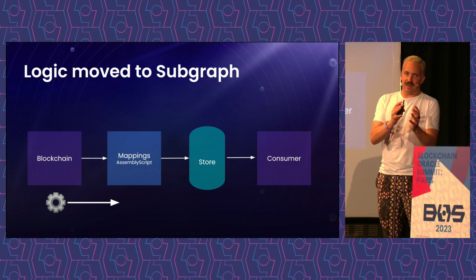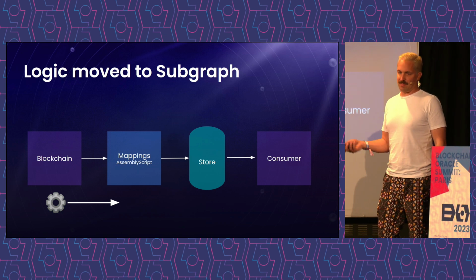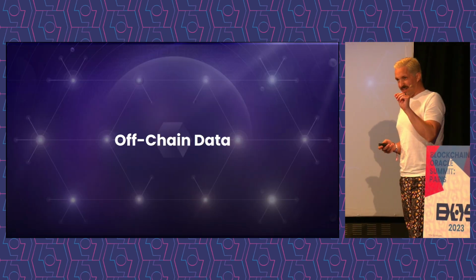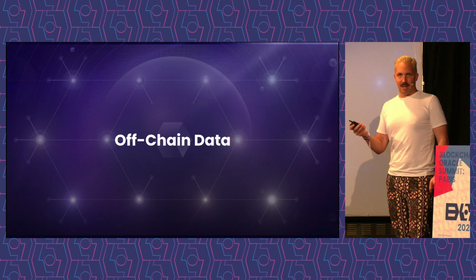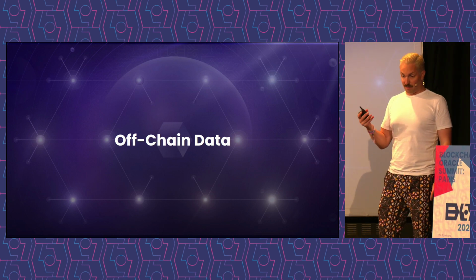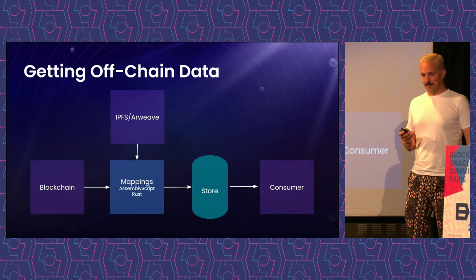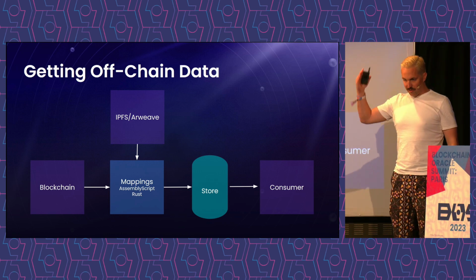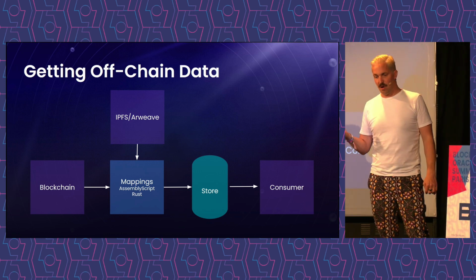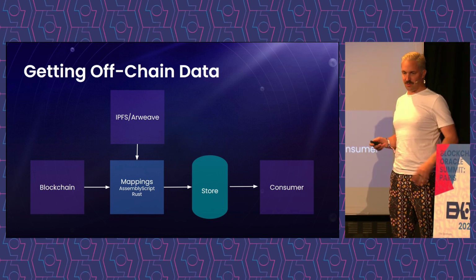So what's basically happened is that the logic moved from the blockchain to the subgraph, to the mappings. But actually, this is the first primitive. So we have Turing completeness in the mappings, in the subgraph, we can run big code. So the next step is the off-chain data. Now it gets interesting. The Graph network has the possibility to also index data from IPFS and Arweave and then add it to the mappings and put it into the store.